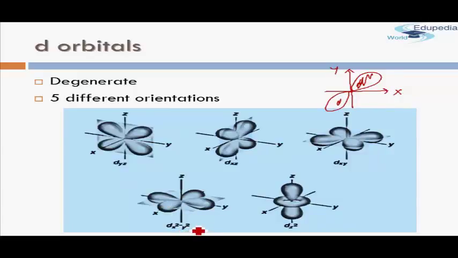In dx2 minus y2, the electron cloud density is present along the axis itself. So this is X axis, alright, and this is your Y axis. So it is present along the axis itself. Okay, so along X axis and along Y axis. Alright, that is, you can say it is centered around the X and Y axis. So that is the difference between dx2 minus y2 and dxy, but they still lie in the XY plane.